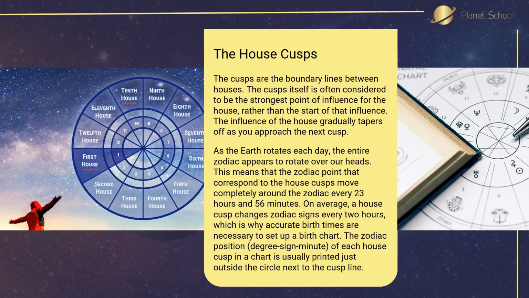The zodiac position (degree, sign, minute) of each house cusp in a chart is usually printed just outside the circle next to the cusp line.